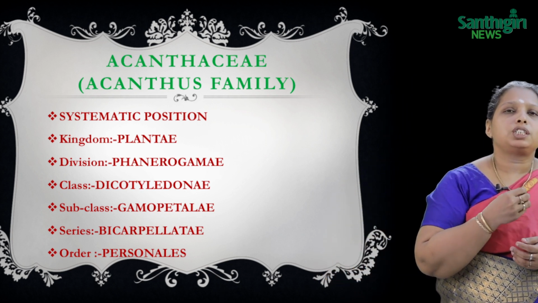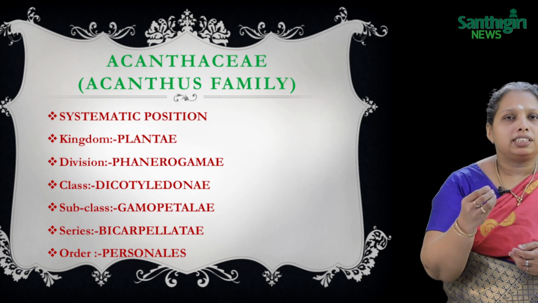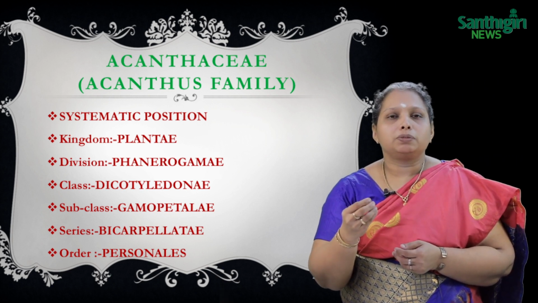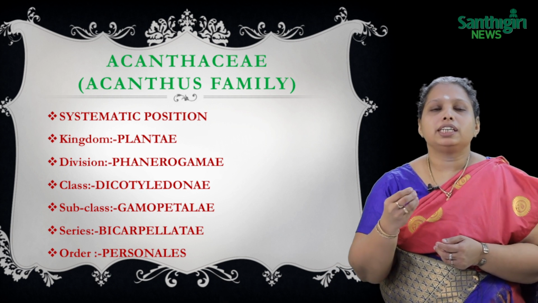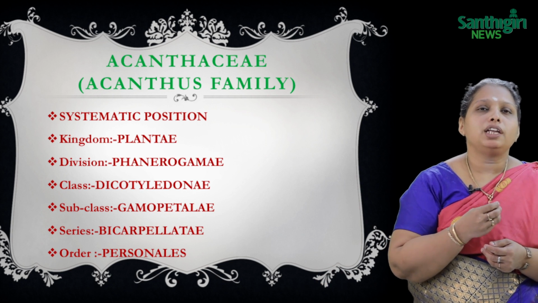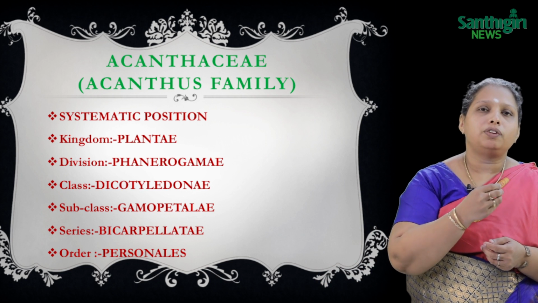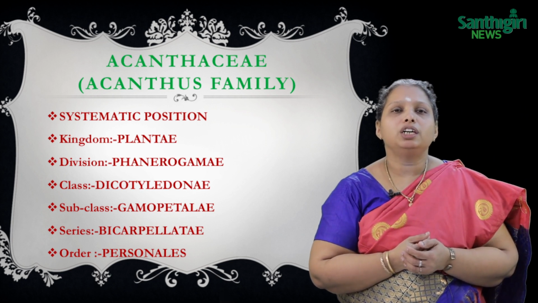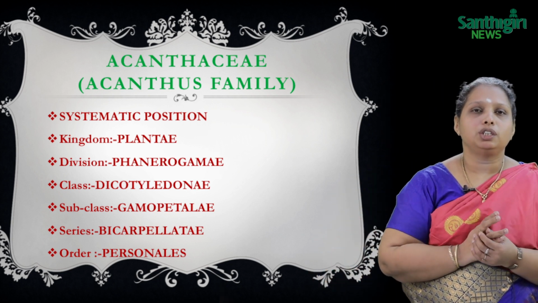The systematic position of Acanthaceae is kingdom Plantae, division Phanerogams, class Dicotyledonae, subclass Gamopetalae, series Bicarpellatae and order Personales. Then the characters one by one. First, class Dicotyledonae, characters are two cotyledons, taproot system and reticulate venation. You know.